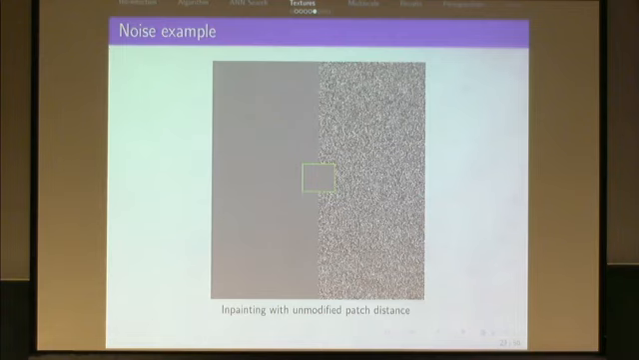You can do the same thing in an experiment where you show that you can inpaint noise next to a flat region. If you do it with the unmodified patch distance, what we will get is that you will just propagate the flat region. And if you do it with the texture-aware distance, then you will really propagate, as you expect, a realization of the white noise on one side and flat on the other side.